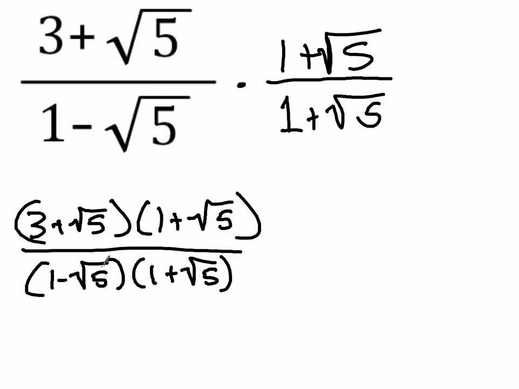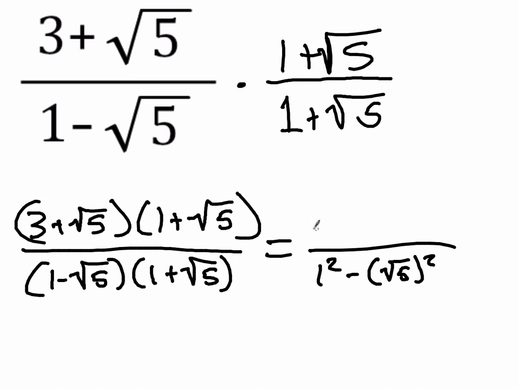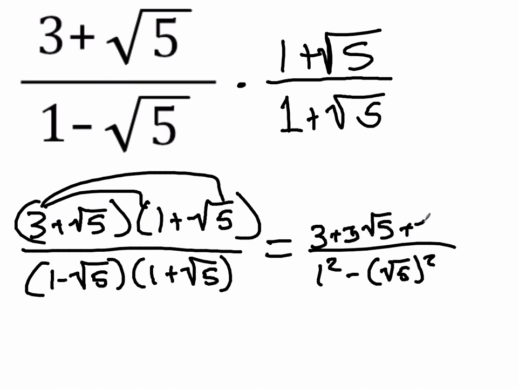Alright, so we have conjugates on the bottom that we're multiplying. And so we're going to get 1 squared minus the square root of 5 squared on the bottom. And on the top, we're going to get 3 times 1 is 3. 3 times the square root of 5 is 3 square root 5. Square root of 5 times 1 is the square root of 5. And the square root of 5 times the square root of 5 is 5. So we can simplify this a bit. That's the same thing as 3 plus 5, which is 8. And 3 square root 5 plus the square root of 5 is 4 square root 5.